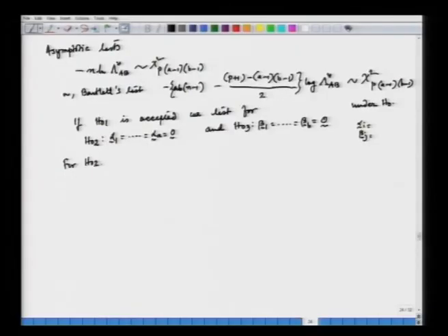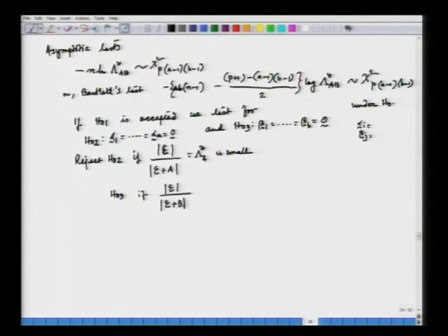So for the first part, that is for H02, we reject H02 if determinant of E, the within matrix, and now the between matrix is nothing but the A matrix, this we denote by lambda A star, is small, and reject H03 if determinant of E by determinant of E plus B, that is lambda B star, is small.